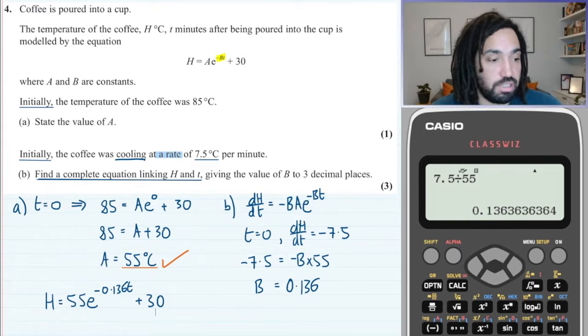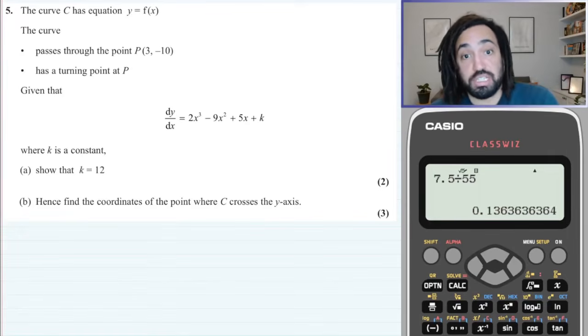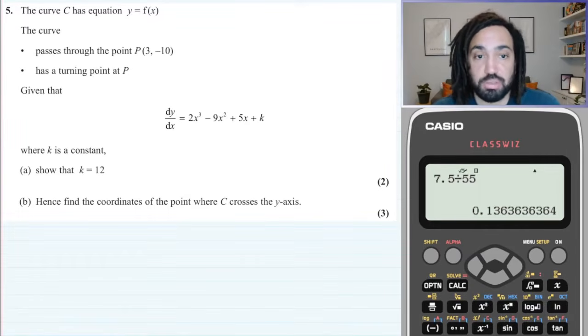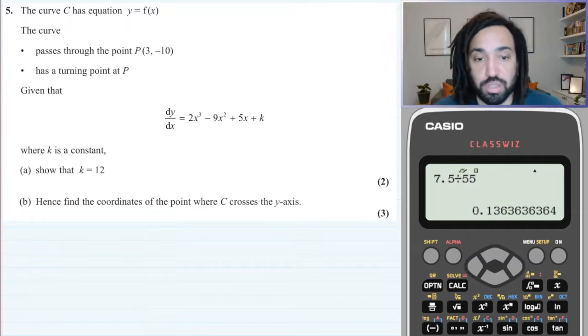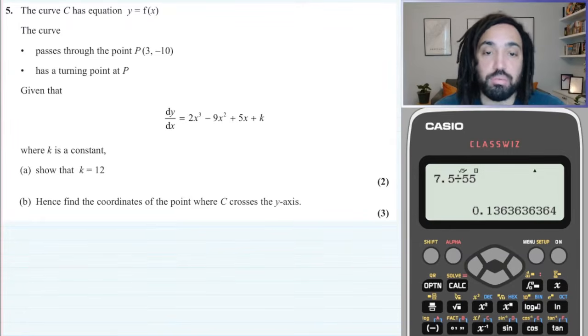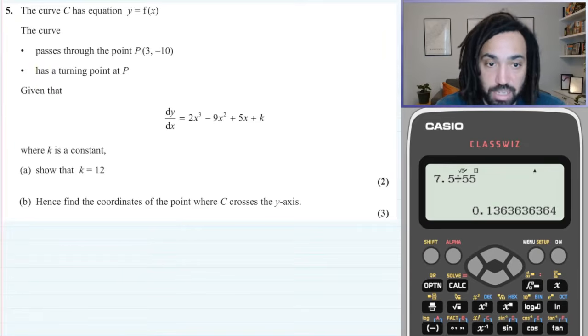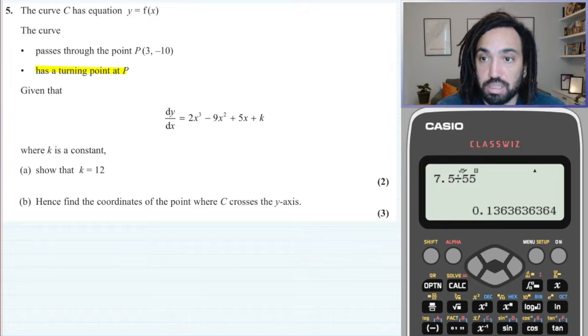Okay, perfect. Question 5, and we've got a curve as the equation f of x. The curve passes through this point and it has a turning point at that point. Given that the derivative is equal to this, where k is a constant, show that k is equal to 12. Okay, so we know that it's a turning point at P, which means that the derivative is equal to 0.